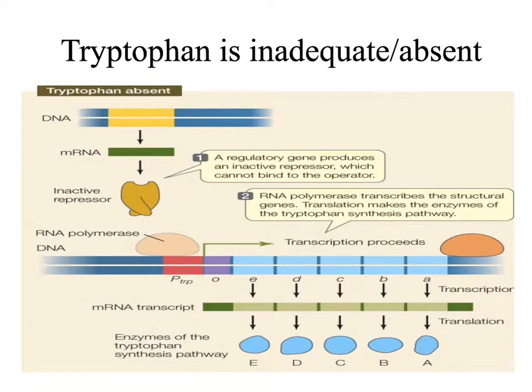All right, so we're going to look first at when tryptophan is inadequate, there's very low tryptophan, or it's completely absent. So our DNA is going to do transcription and it's going to make our RNA. And that RNA is going to have these genes that are going to produce an inactive repressor. This repressor is inactive, it cannot bind to the operator. So the RNA polymerase can go along the DNA and do transcription of all of these genes and do translation, and we end up getting 5 enzymes, and we can make our tryptophan, which is what we want because we don't have enough tryptophan, this amino acid, in our cells.